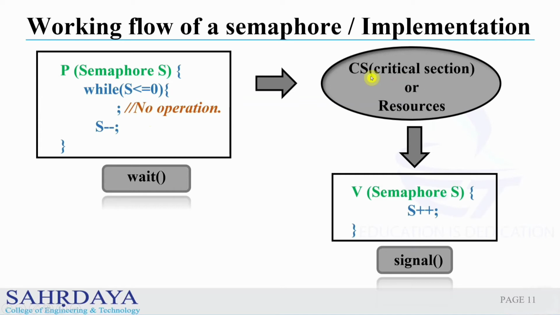What happens over here is that once the process P1 exits the critical section area and increments the value of the semaphore using the signal operation, the process P2, which couldn't access the critical section area before, can now access the critical section area or the resources. This is how binary semaphore works.